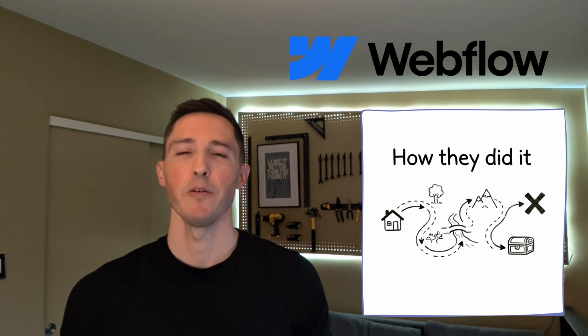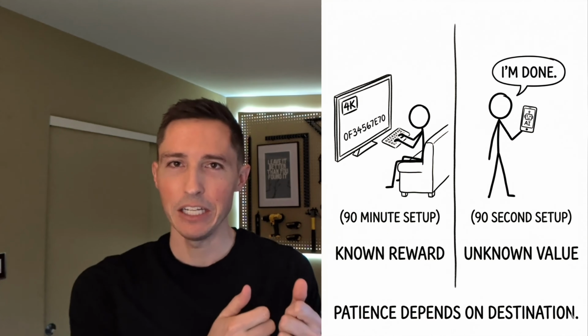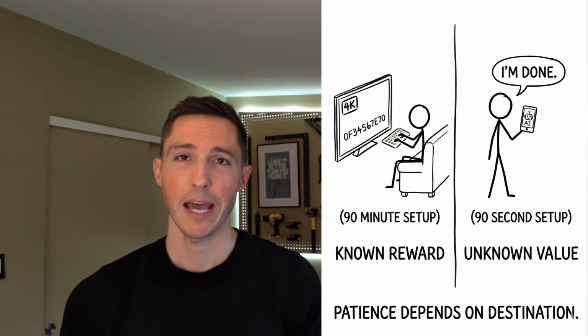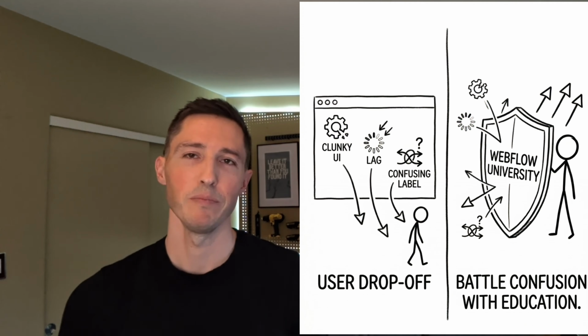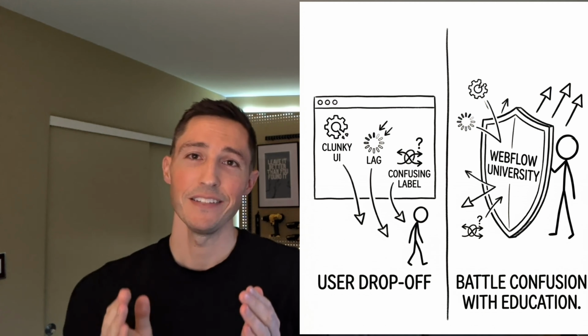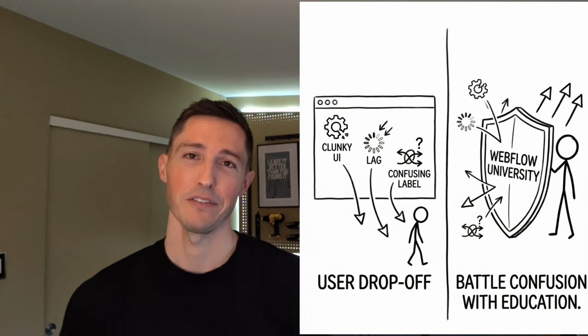Think about setting up a new TV. You'll spend 90 minutes logging into all your apps with the tiny remote because you know that the reward is coming. But some new AI app, that gets 90 seconds. Webflow identified this death by 1,000 cuts. These are minor friction points that kill user experiences before comprehension can take hold. So to solve this, they didn't just simplify the UI, they built an entire Webflow University and created these off-ramps to give people context that they needed in order to come back and survive the friction.